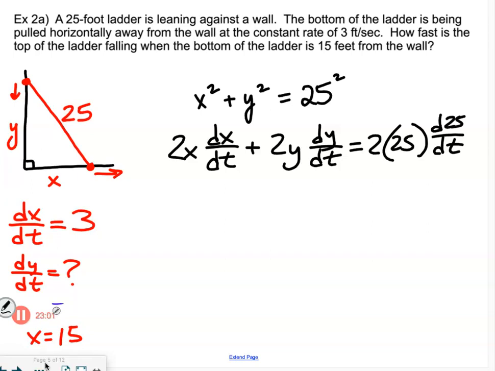Zero? Why is it just 0? Because it's a constant.